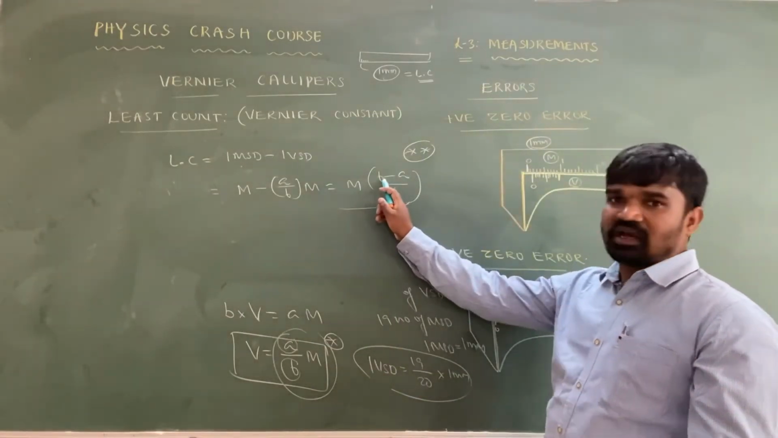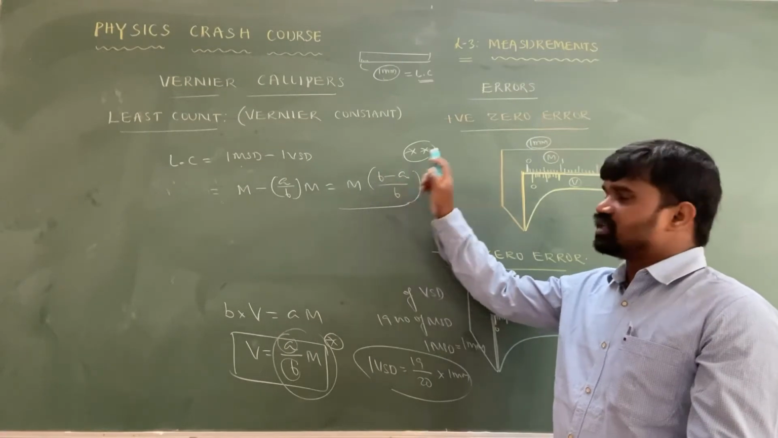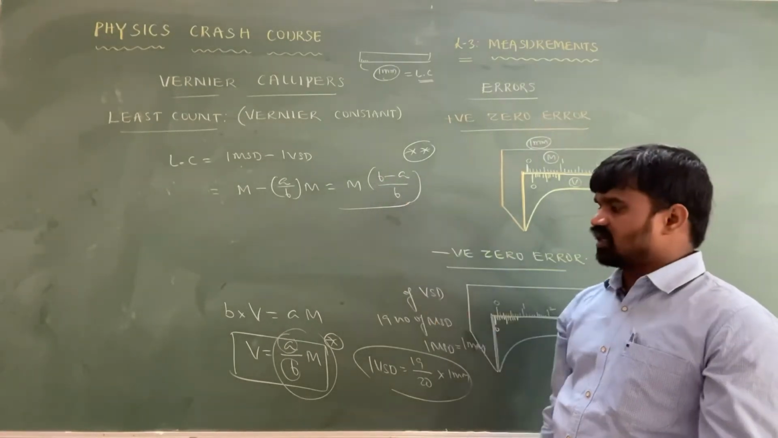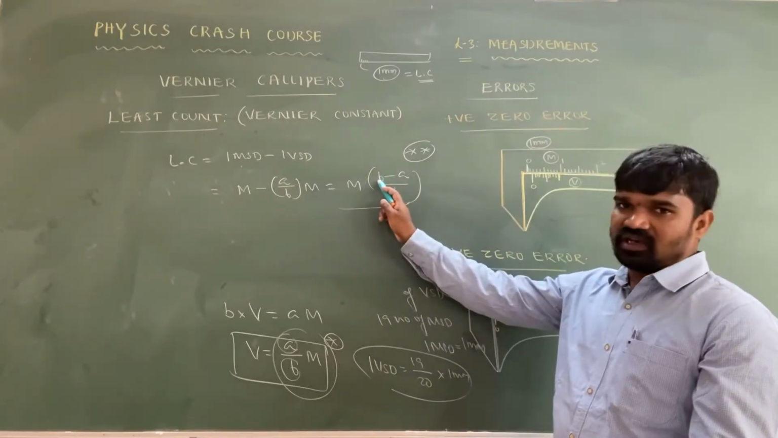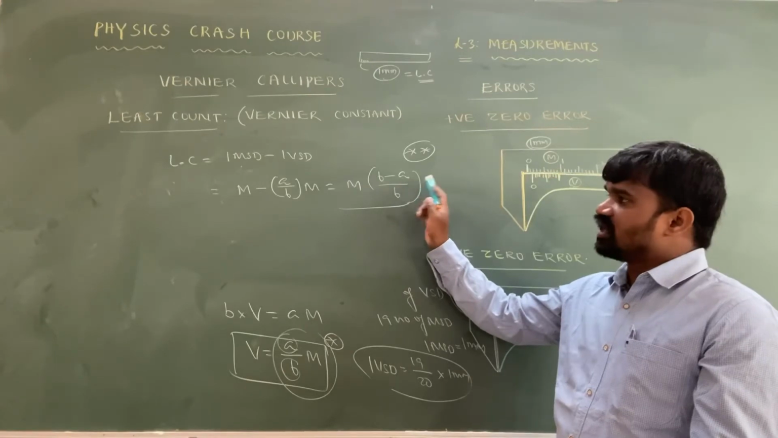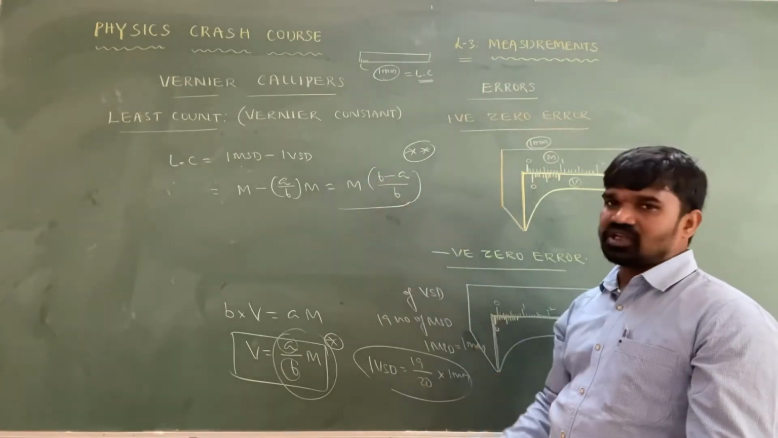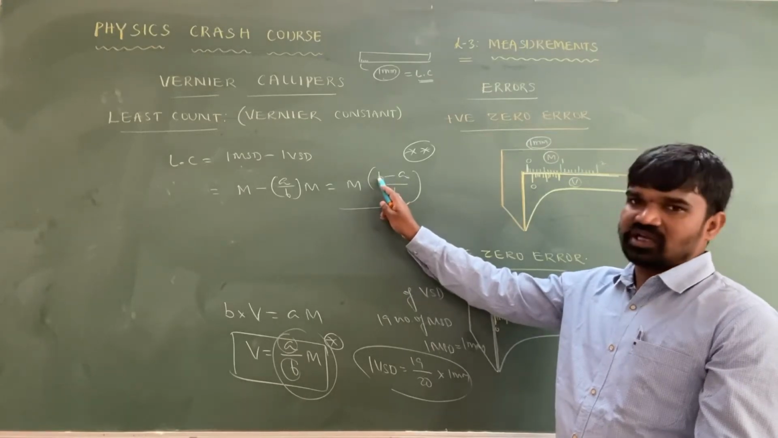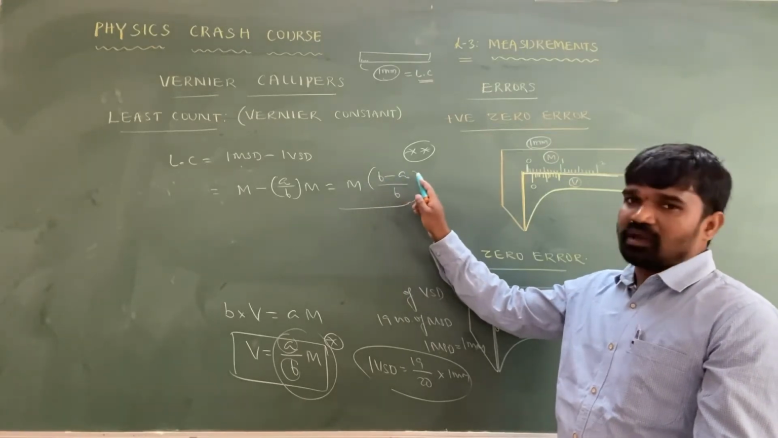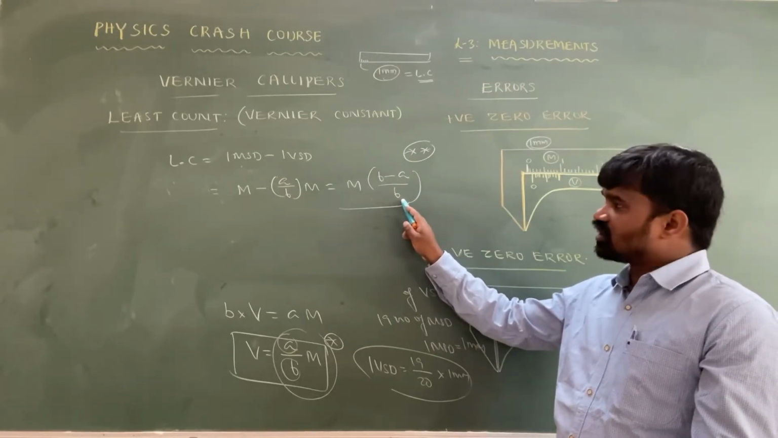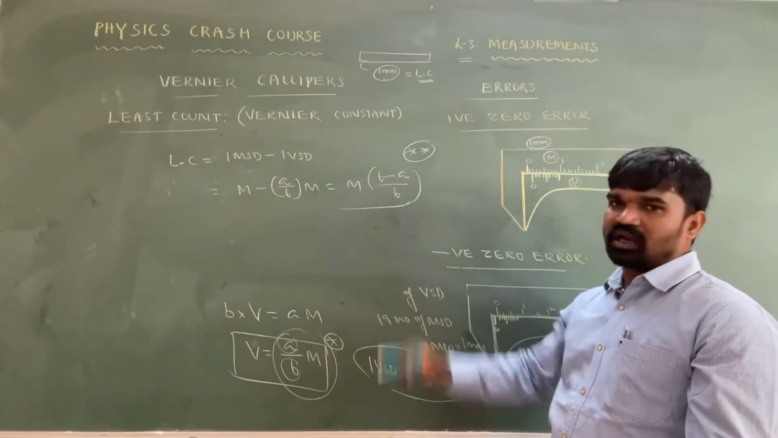Remember this formula to determine the least count of the vernier caliper. B is the number of vernier scale divisions that coincide with A number of main scale divisions. Then the least count is equal to 1 MSD into the number of vernier scale divisions minus the number of main scale divisions, divided by the number of vernier scale divisions.